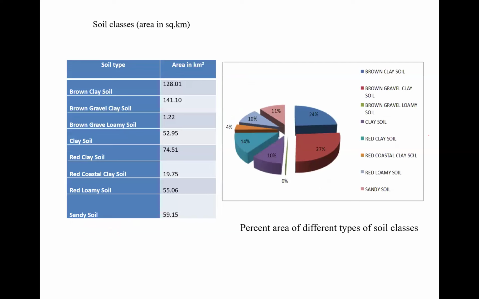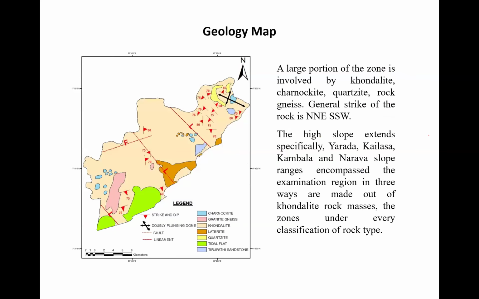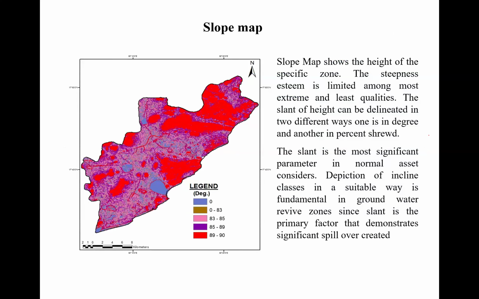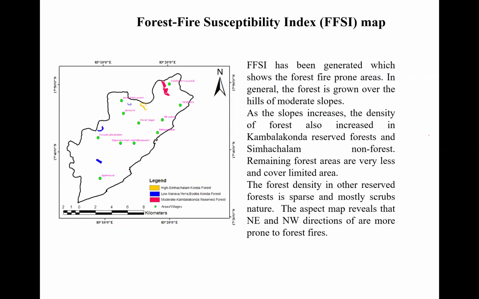Here brown clay soil is there. So different soils, a clay soil is there, mud soil is there, red soil is there. This is a geology map for the area. This is a drainage map, that is the indication of the drainage map. This is a slope map. Slope map means we can identify what the slope areas are.